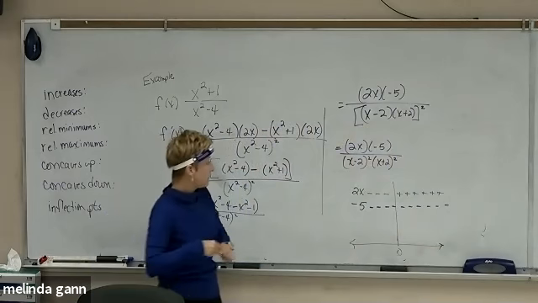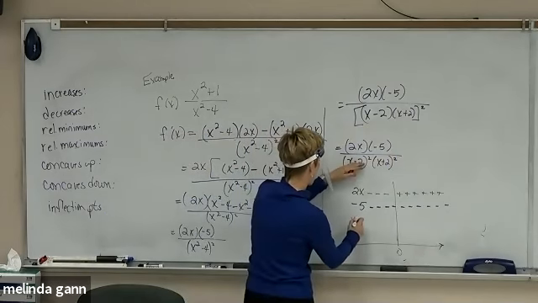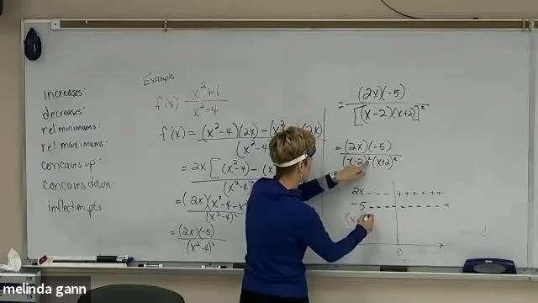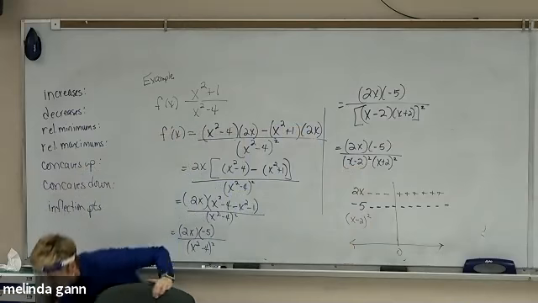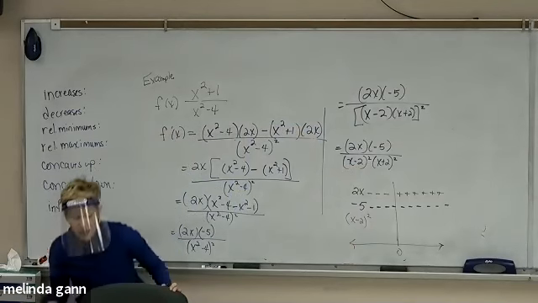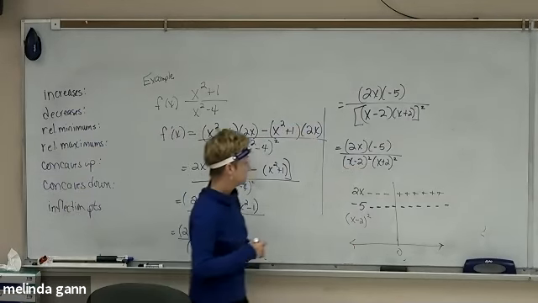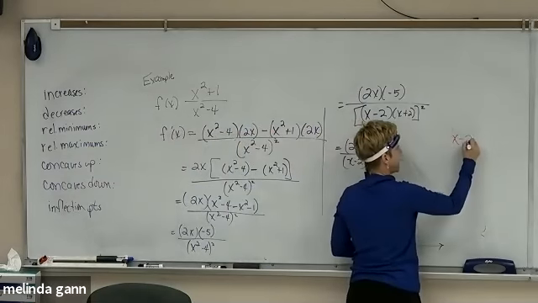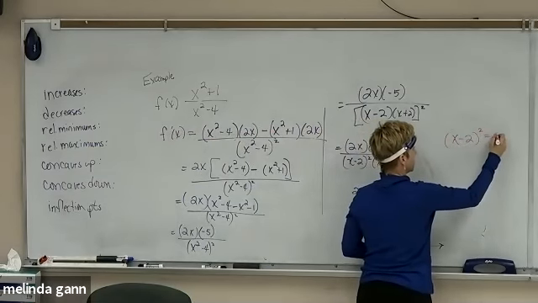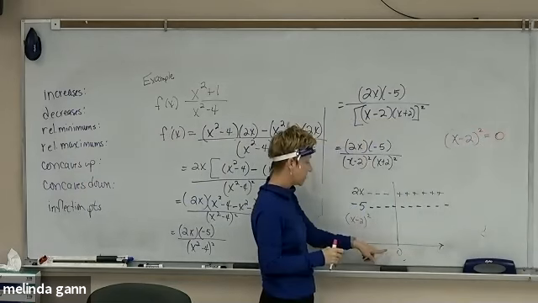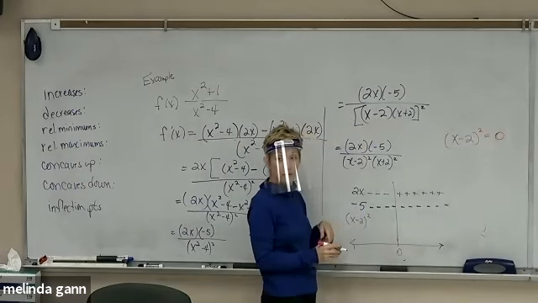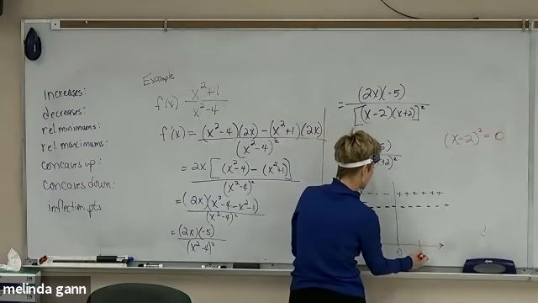Now, I've got another factor. I've got x minus 2 squared. All right. What's the split point for that? When is that thing going to equal 0? When does x minus 2 squared equal 0? When x is 2. Now, where is 2 in relation to 0? The left or the right? Right side. Somewhere on the right side.